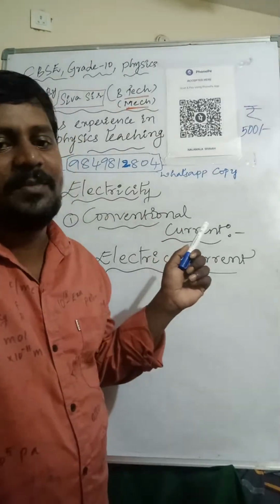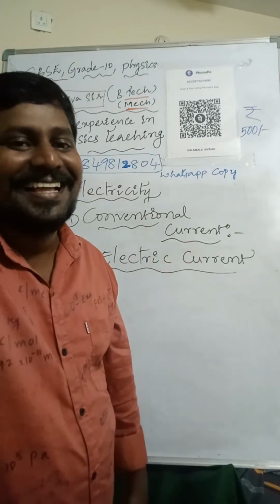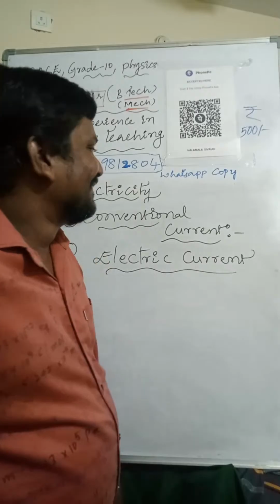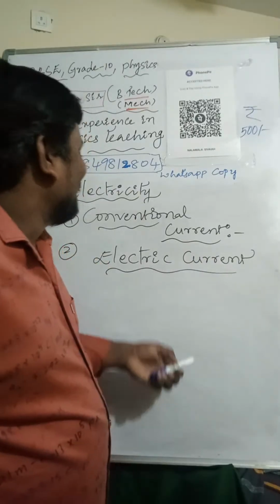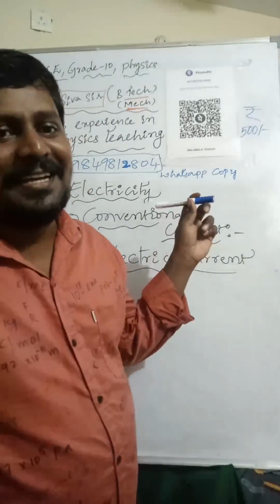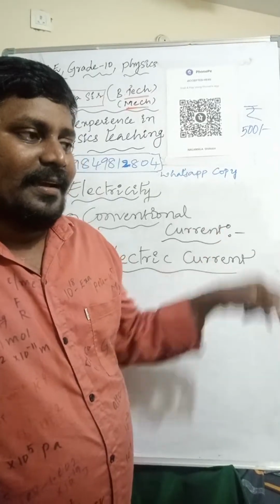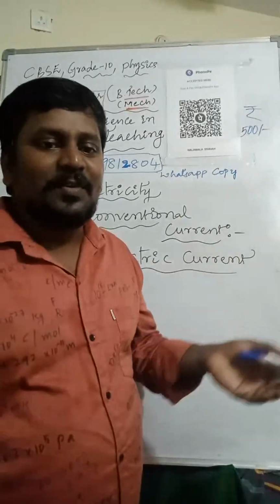So here I am considering conventional current. Conventional current is nothing but, see, here, before finding electron, proton.